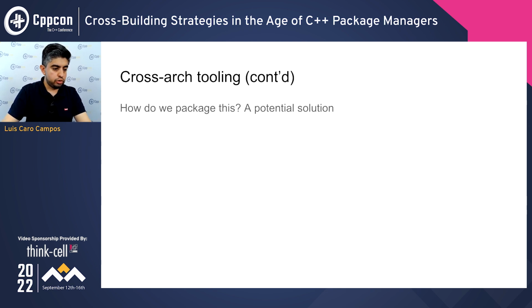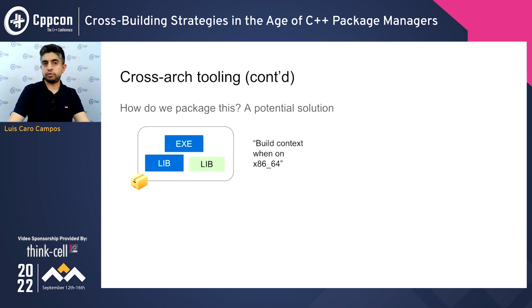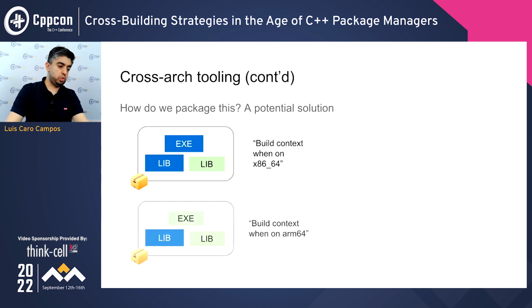A potential solution is basically to package that executable that runs on the build context with both sets of libraries, or all the sets of libraries that we may want to support, right? So this would be the build context when on Intel, and we could have another one, the build context when on ARM, right? And it would allow that.